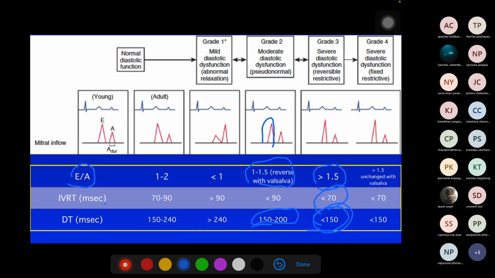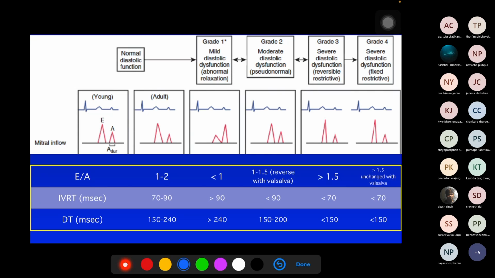In grade 3 and grade 4 it is the same, but the difference between grade 3 and grade 4 is reversible versus irreversible. Grade 3 can reverse to grade 2 or grade 1, but grade 4 is an irreversible process, a fixed process. So grade 3 and grade 4 are the restrictive pattern. Okay, look at the next slide, which will help you understand this more.